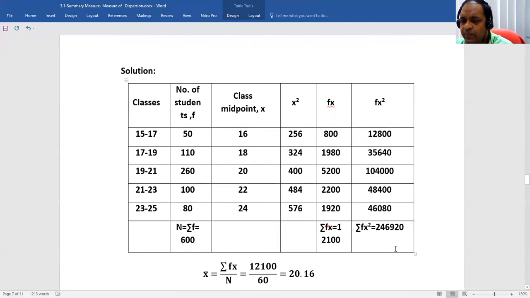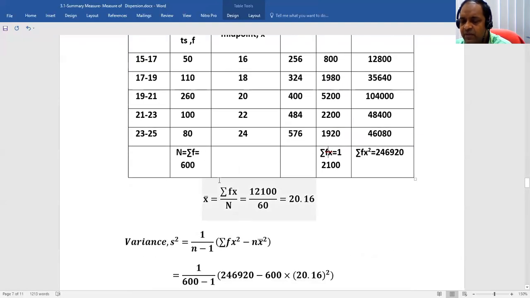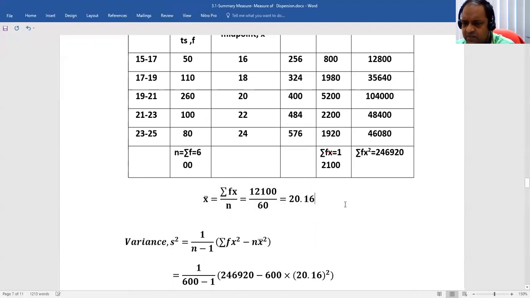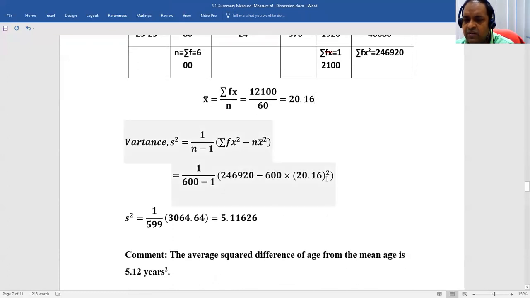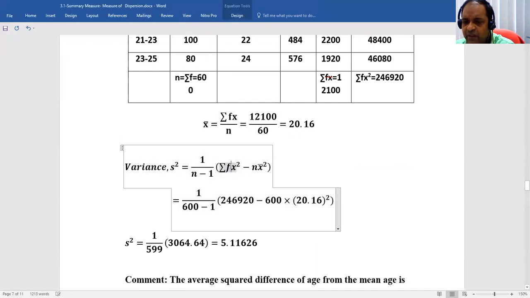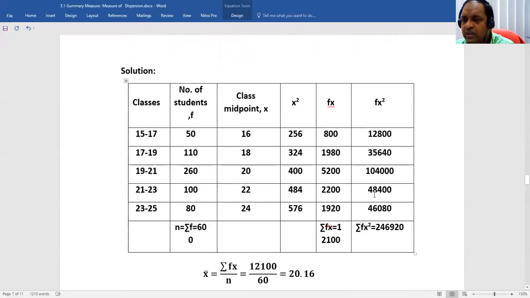Now we know before what the formula for the mean for group data is: sum of fx over n. Here small n, capital N doesn't matter, but let us always use the small n in all the formulas; it doesn't matter, but it is better to keep uniformity in all the examples. So putting all the values in the formula, for the group data we have the summation of all the f multiplied by x squared.